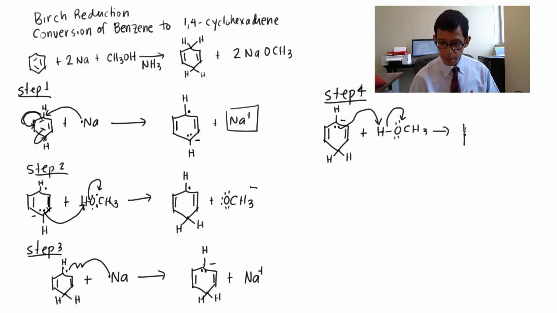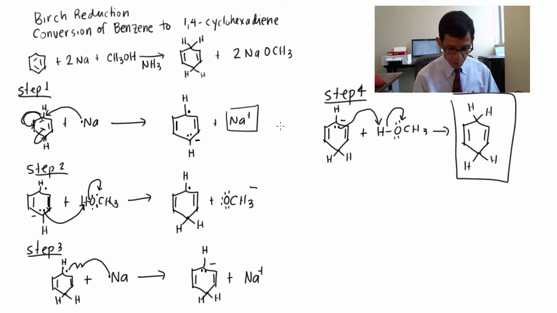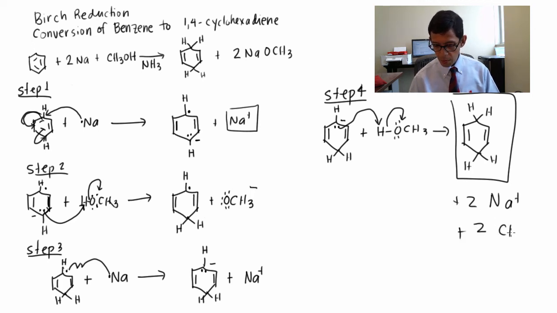And now you have your 1,4-cyclohexadiene. So in the process, you have produced this. You have produced two sodium cations, and you have produced 2 methoxides minus.